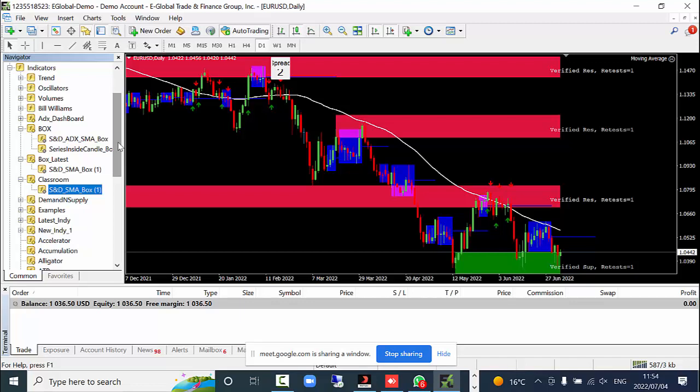Verified resistance, tested once. And the higher the number here, the stronger it is. Sometimes you see, and the way I did it is that every time the market touches it, it starts growing. It will start growing to tell the trader that place is a sensitive place for price. Don't joke with it. You understand?